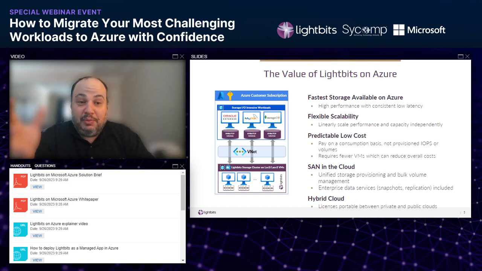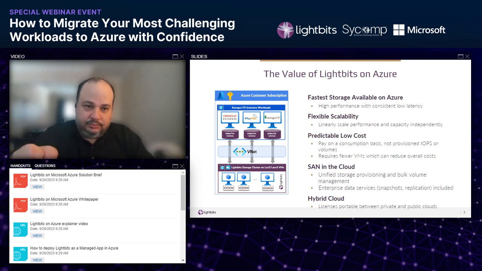You can think about NVMe over TCP, I would say, as iSCSI on steroids, or the next generation iSCSI, with all the simplicity of iSCSI, but with much better performance, much better latency, and much better scalability. So this is how we basically bring to our customers the fastest storage available today in Azure. You get all the performance, you get the consistent low latency. And when I'm talking about consistent low latency, I'm referring to tail latency, not just the average latency.